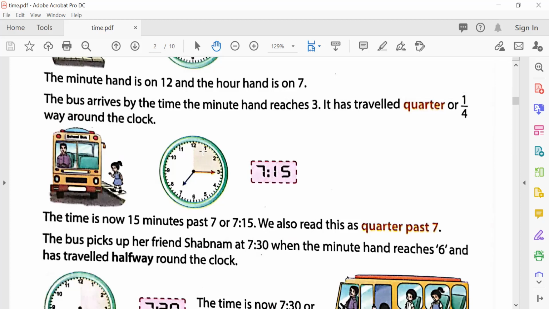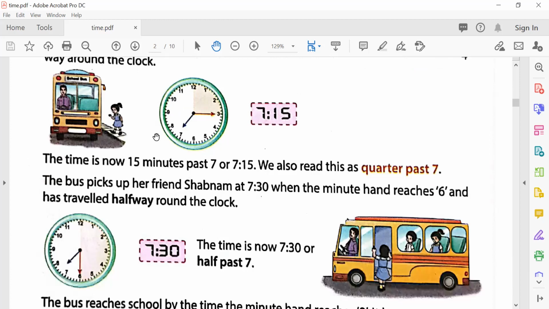When did she leave the house? She was standing at the bus stop at 7 a.m., and then she stood for 15 minutes, and after that the bus came. This is a tricky question, because it didn't say how long she was standing. Now the bus picks up her friend Shabnam at 7:30.